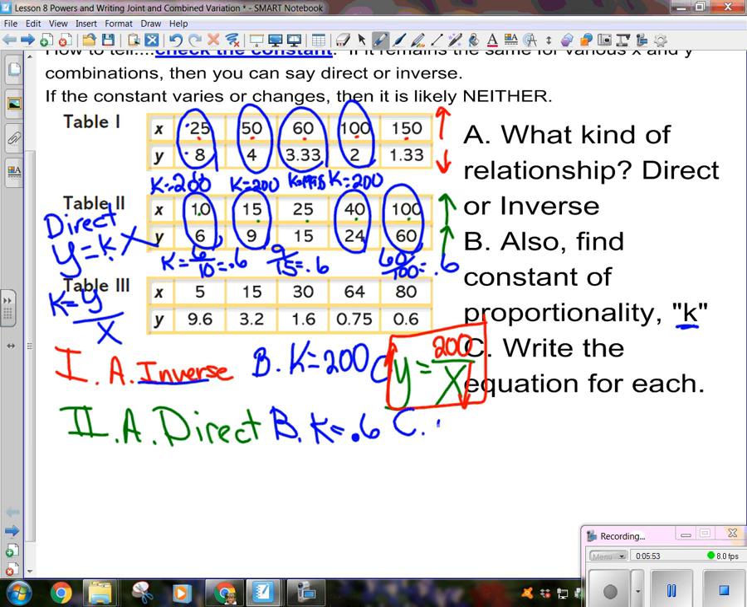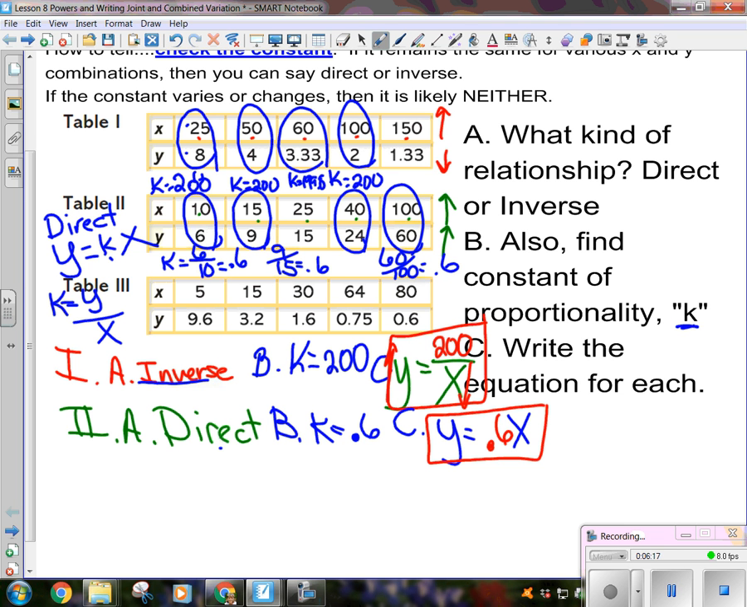What does my equation look like? Do I need a bar to write this equation? No. This is a direct equation, so it's just going to be on one line, y on one side, x on the other, and what goes in front? 0.6. Did everybody get that equation written? The way you do inverse and the way you do direct are different.